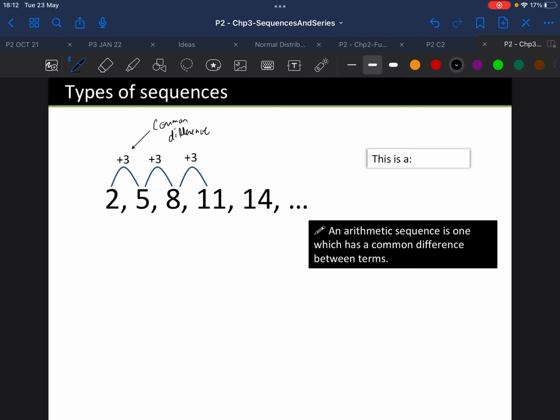Common meaning that it's shared, difference meaning that you are adding or subtracting. Okay, we can find out a lot of stuff and we can do a lot based on a few things. Based on the first term, which we normally call A. Based on this, because it's the difference, we call this one D. And based on the position of the term. So for example, because this is the fifth term, this would be the n equals 5 term. So the letters that we're interested in are going to be A, N, and D.